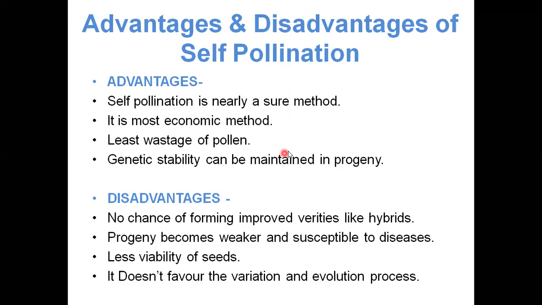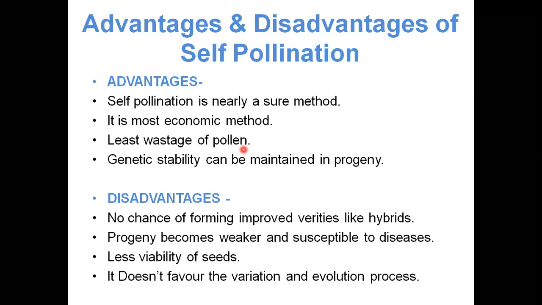Now we will see the advantages and disadvantages of self-pollination. Advantages of self-pollination: it is nearly a sure method because there are the least chances of failure, as no external agent like bees and insects is involved. It is the most economic method because modifications like large and attractive flowers, fragrance, and nectar production are not required. So it is the economic method. There is the least wastage of pollen grains because it is the self-pollination process.